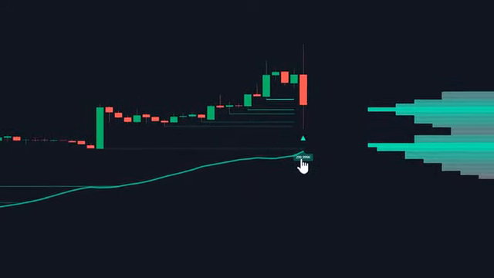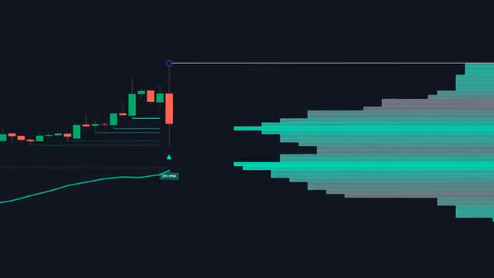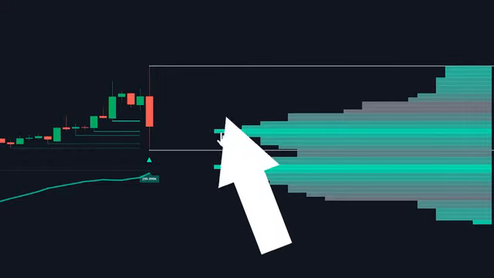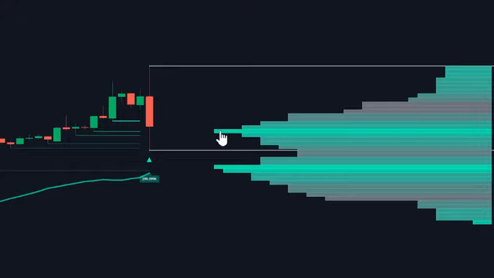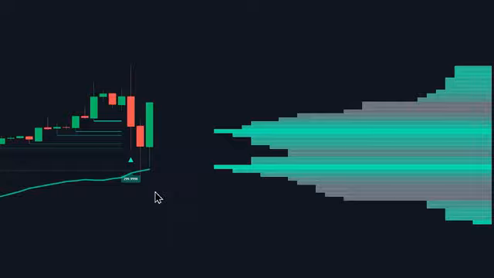For extra confirmation, we mark the candle's range from its high to its low. Within that range, the volume profile overlay indicates a high volume bar at this particular area. We then wait for at least one green candle before taking the trade, and the market trend should remain bullish during this wait. Once a green candle appears, we take a long position.